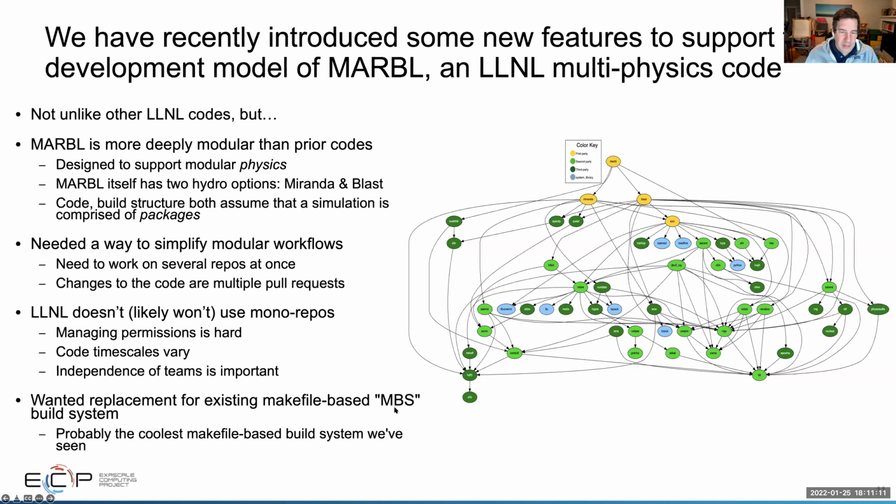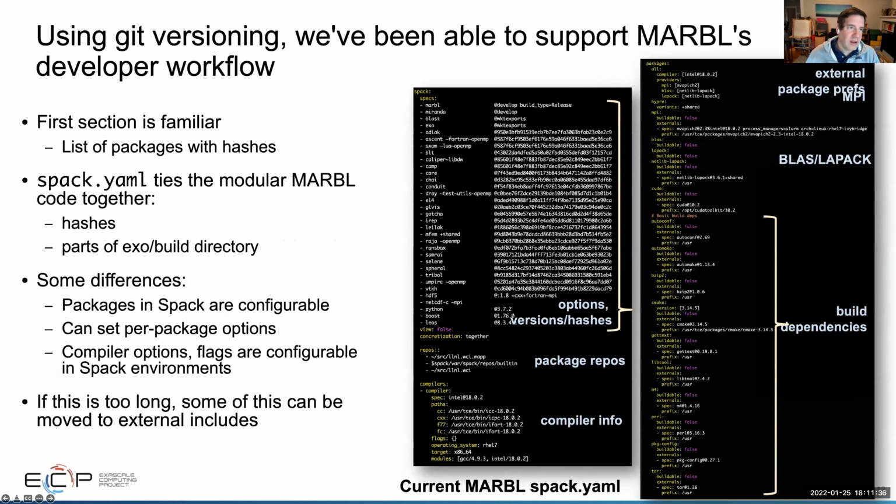They had sort of a custom makefile based build system that handled some of this. It didn't provide the flexibility they wanted for versions. So essentially they're customizing makefiles over time to sort of have a mini package manager. It's probably the coolest and most horrible makefile based build system that I've ever seen. But we wanted to replace that sort of workflow with something that would work for the team. So Spack environments seemed like a good way to do this.